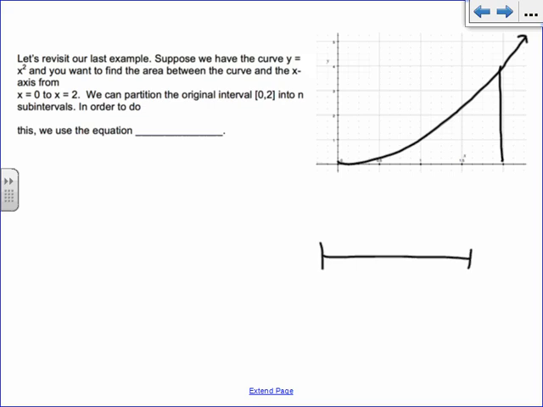Okay, so let's think about it. If I have an interval 0 to 2 and I divide it into n pieces, I'm going to have lots of different tick marks. This first one is going to be at a distance of 2 over n away from 0, right? Okay. Because I'm dividing it into n pieces. So think about 10. I'd divide the interval 0 to 2 into 10 pieces, and each one would be 1/5. Okay? So in order to do this, we use the equation b minus a all over n. Okay, that's equal to the width of each rectangle.